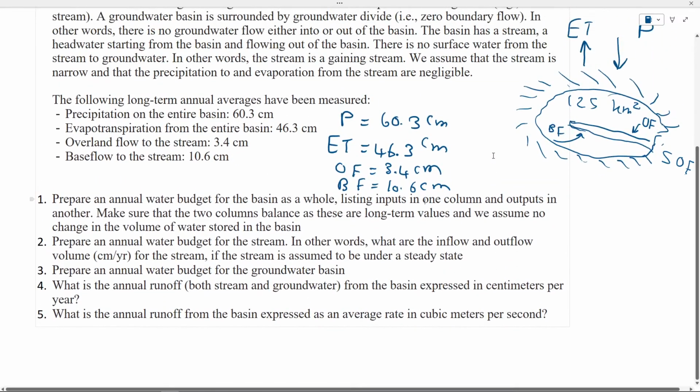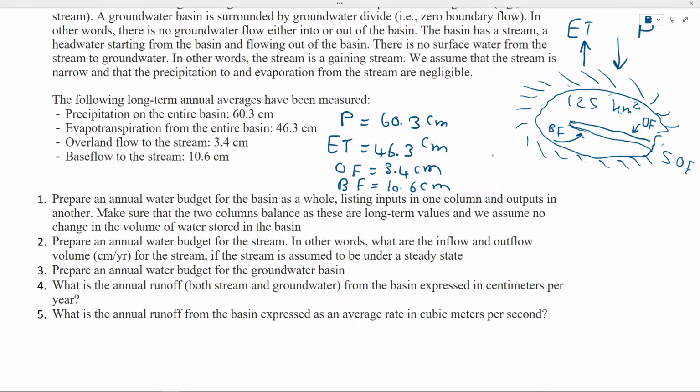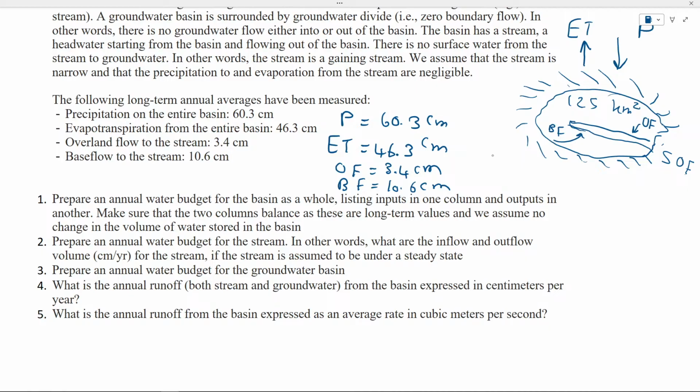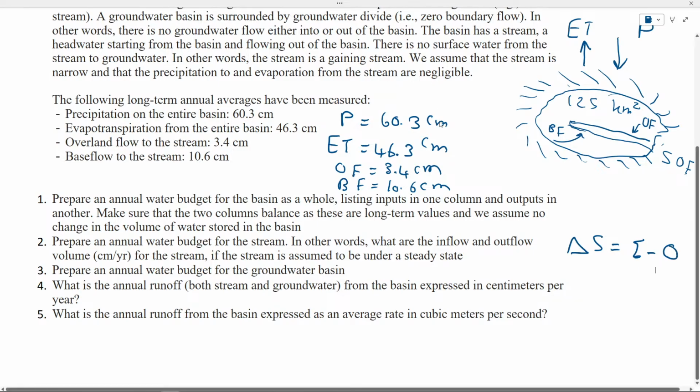Now here, this is a whole system, but remember, when you make a water budget, you can make it for the whole catchment or for each individual component of the catchment, and this will be different. After you delineate your system, you find the input to this system, you find the output, and then you find the change in storage. So change in storage is equal to input minus output. But let's see what this is asking us to do.